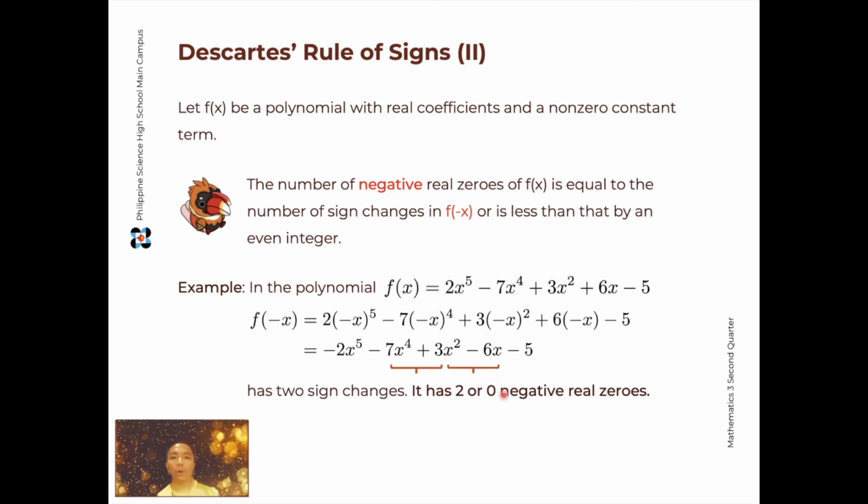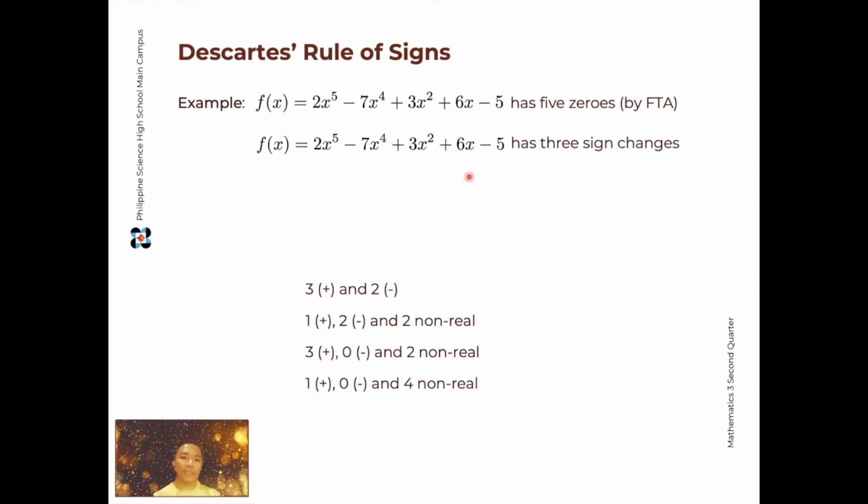It's 2 or 0. So, putting them together, no, this is a degree 5 polynomial function. By the fundamental theorem of algebra, meron siyang 5 zeros. Ilan dun yung positive, ilan dun yung negative. By Descartes Rule of Signs, yung f of x has 3 sign changes. So, that gives us 3 or 1 positive zeros. F of negative x has 2 sign changes. So, 2 or no negative real zeros. At total na 5 zeros. And these are the possibilities.